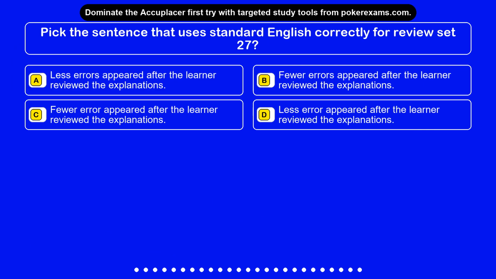Question 20. Pick the sentence that uses Standard English correctly for review set 27. Option A. Less errors appeared after the learner reviewed the explanations. Option B. Fewer errors appeared after the learner reviewed the explanations. Option C. Fewer error appeared after the learner reviewed the explanations. Option D. Less error appeared after the learner reviewed the explanations.